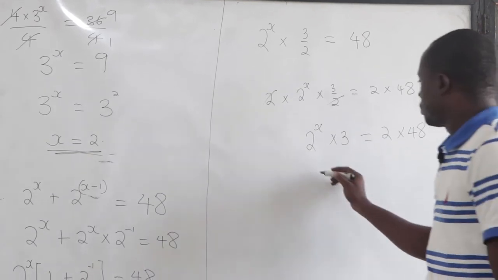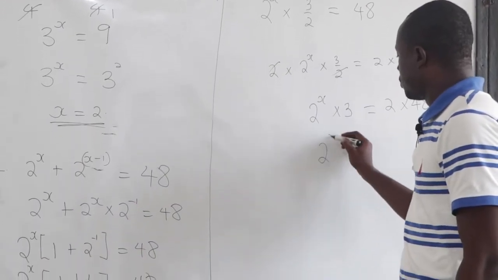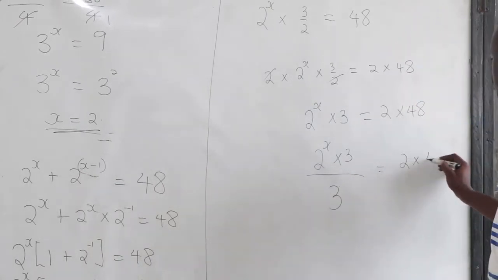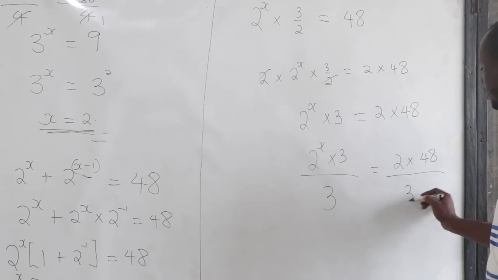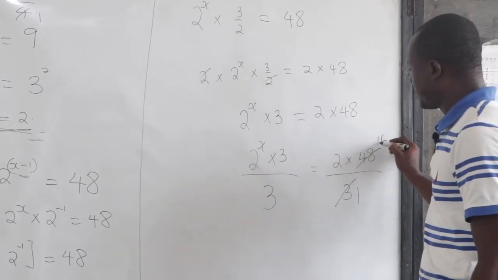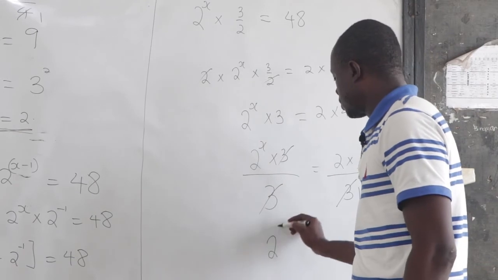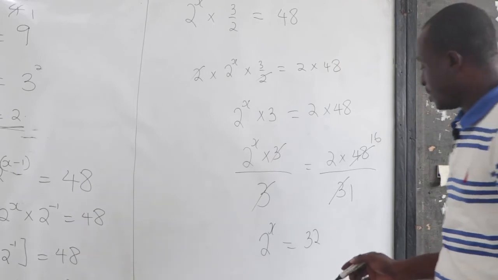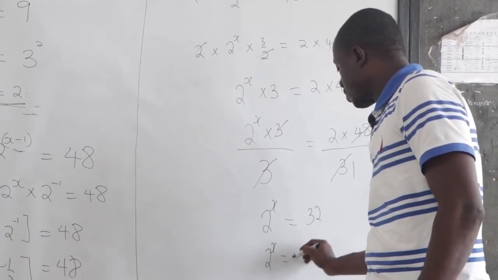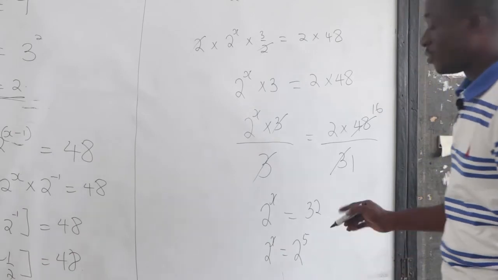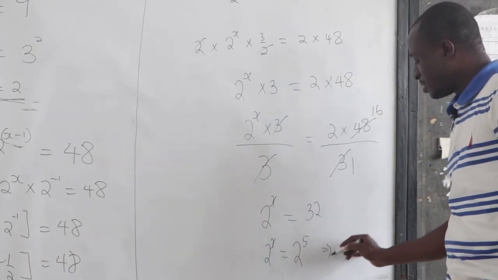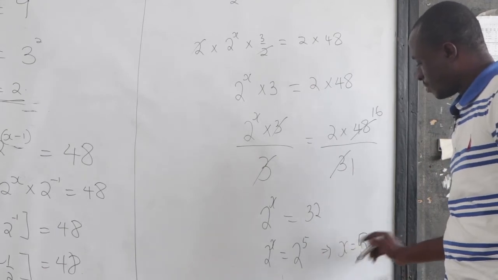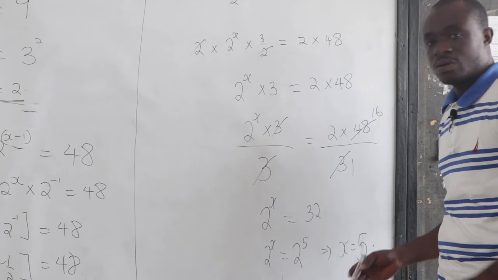We can divide through by 3. So we have 2 to the power x times 3 all over 3 equal to 2 times 48 all over 3. This will go here 1, this will go here 16. This and this will cancel. So we have 2 to the power x equal to 2 times 16, which is 32. We can make the bases the same. 2 to the power x equal to 2 to the power 5. 2 to the power 5 will give us 32. And this implies x is equal to 5. Equate the exponent, x equal to 5.